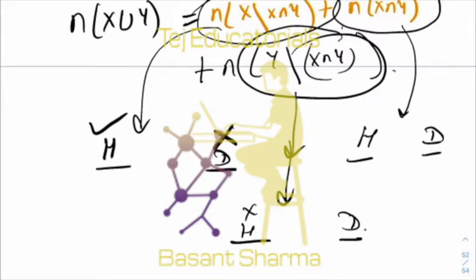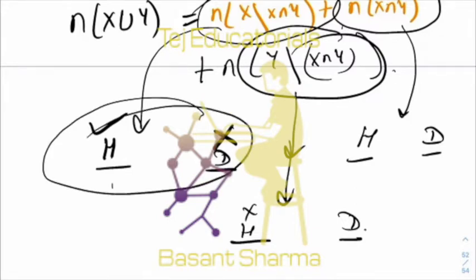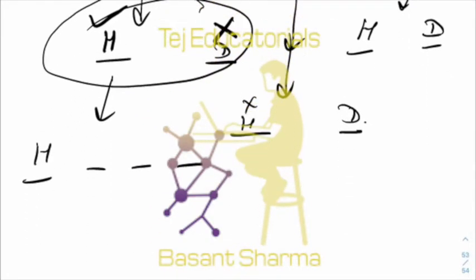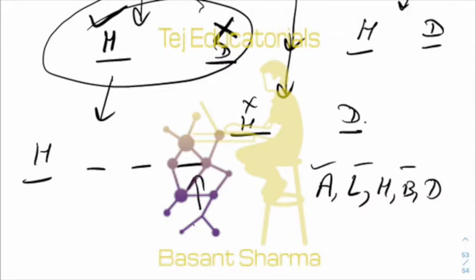Alright, so if you try to calculate this thing, what is this? What we are saying is H must be fixed at the first place and D should not be at the last place. So you have H here. Now you have 5 different letters, A, L, H, B, D. Now D should not be there and H is fixed here. So you have A, L and B, 3 options, 3C1 ways to fill the last place.